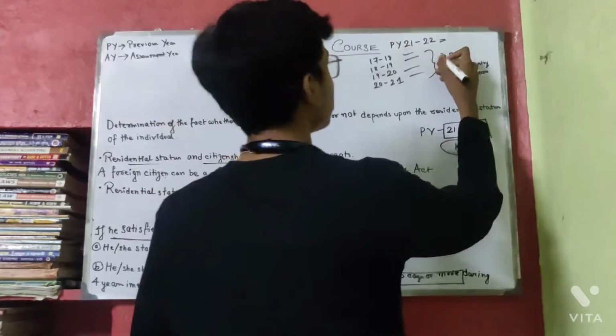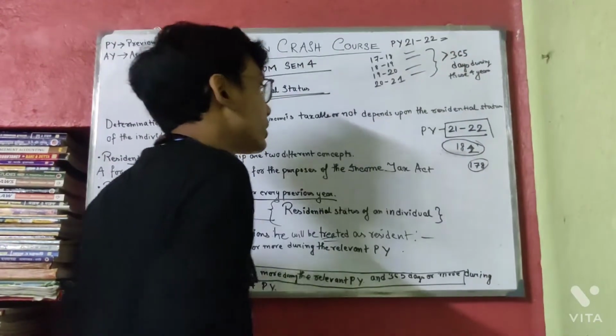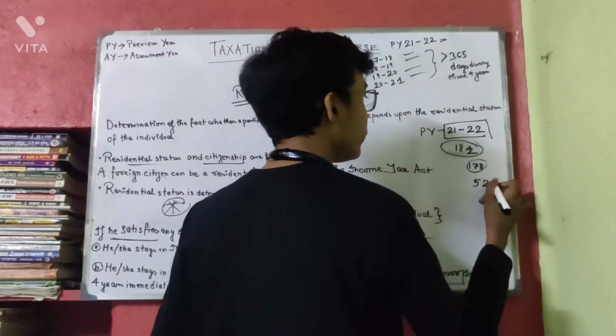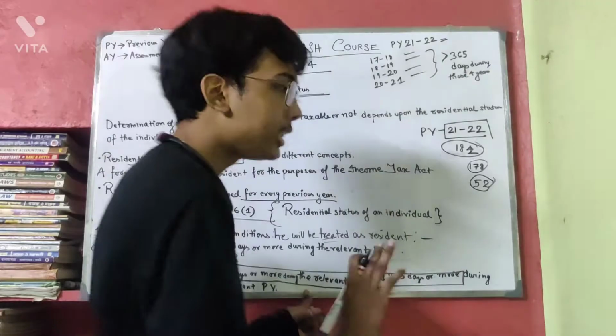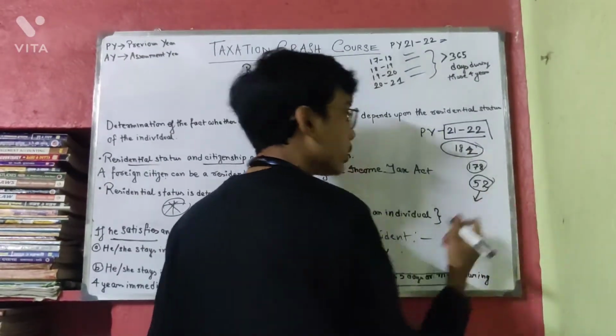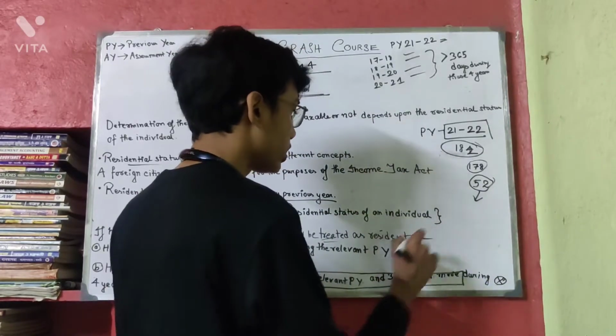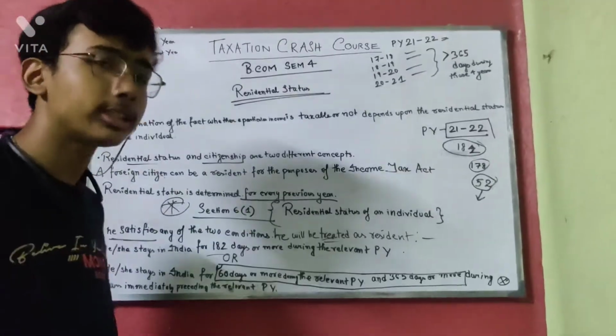For example, she has stayed in India for more than 365 days in the preceding 4 years, and she stays in India in the relevant previous year for 52 days. So she stays in India for less than 60 days, and both the conditions are not satisfied. The first condition is also not satisfied. So she will be treated as a non-resident.